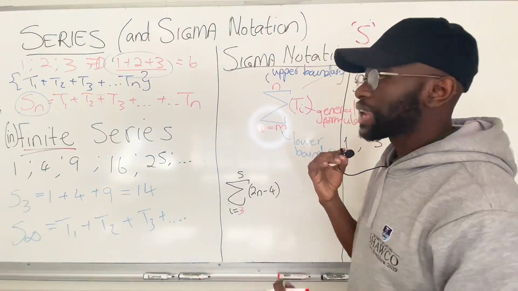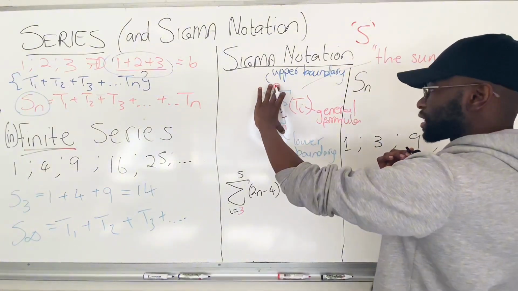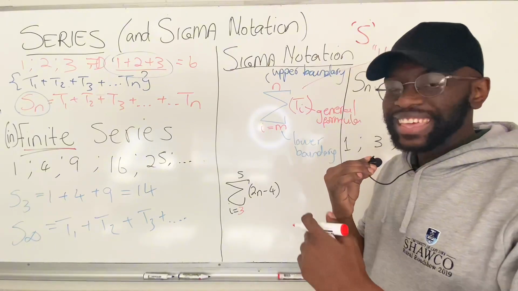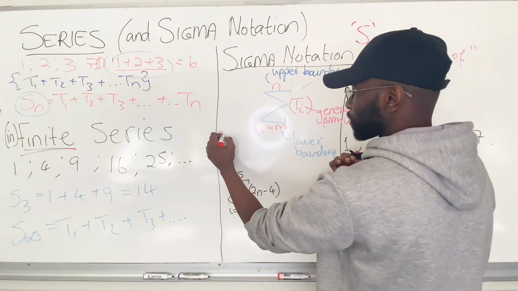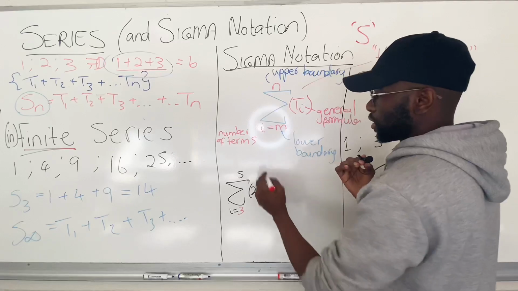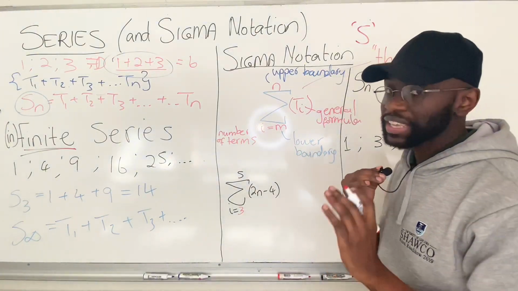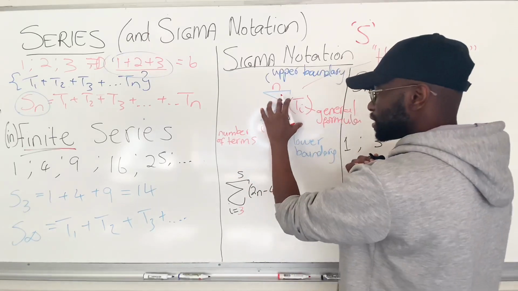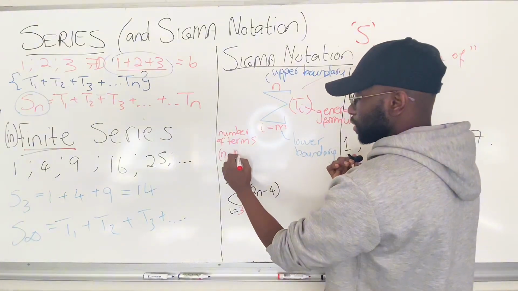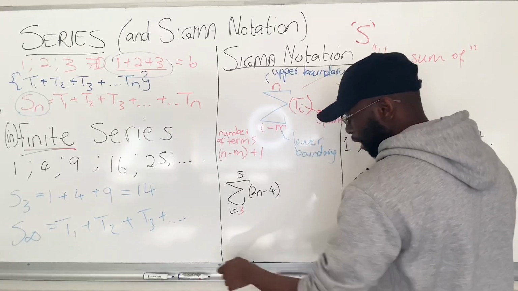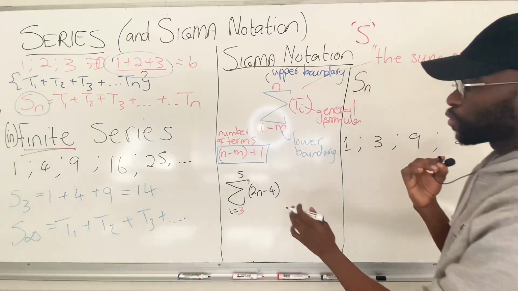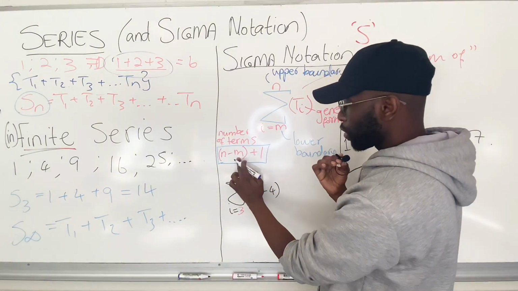Now, if you are given a sigma notation like this and you want to find the number of terms in your series, not in your sequence, in your series, as presented by the sigma notation here, you will take the n, which is the upper bound, subtract the lower bound, and add 1. Let me just put it here so that we don't lose it. So the upper bound subtract the lower bound plus 1.